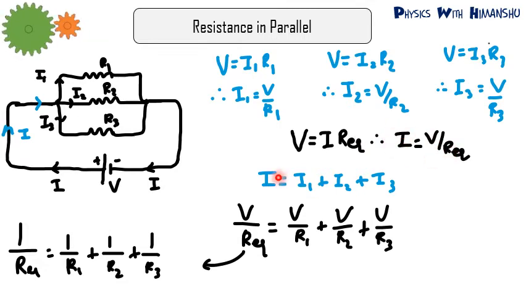Now using this equation, I equals I1 plus I2 plus I3, that the current reaching this point is I, and the current will be divided into three parts, I1 plus I2 plus I3. Substituting all the values, the value of I, I1, I2 and I3, the equivalent resistance will be 1 upon R equivalent equals 1 upon R1 plus 1 upon R2 plus 1 upon R3. Don't forget to take the reciprocal at the last step. People generally don't take the reciprocal. So 1 upon R equivalent equals 1 upon R1 plus 1 upon R2 plus 1 upon R3.